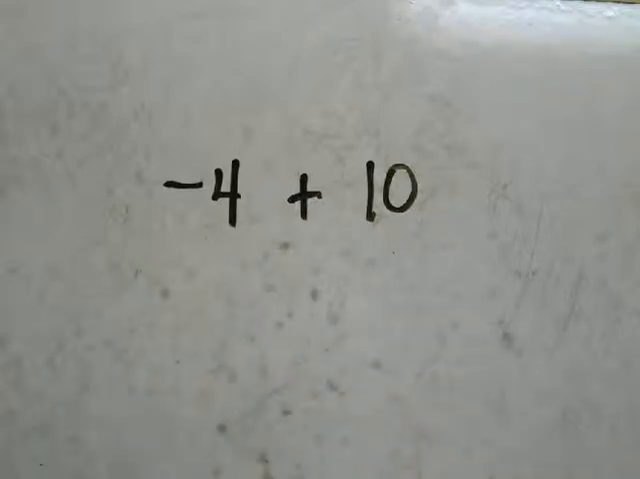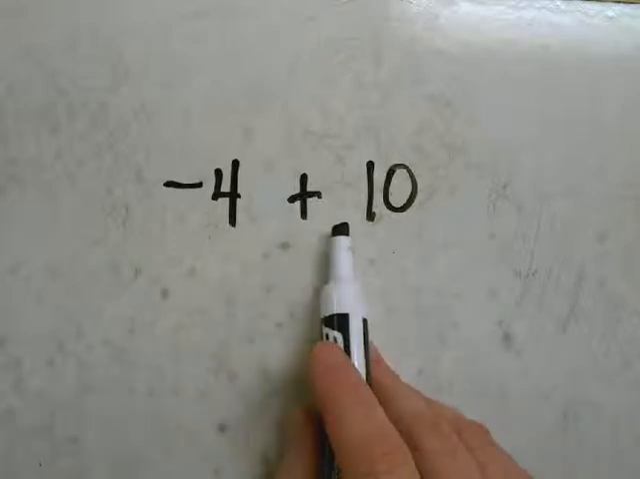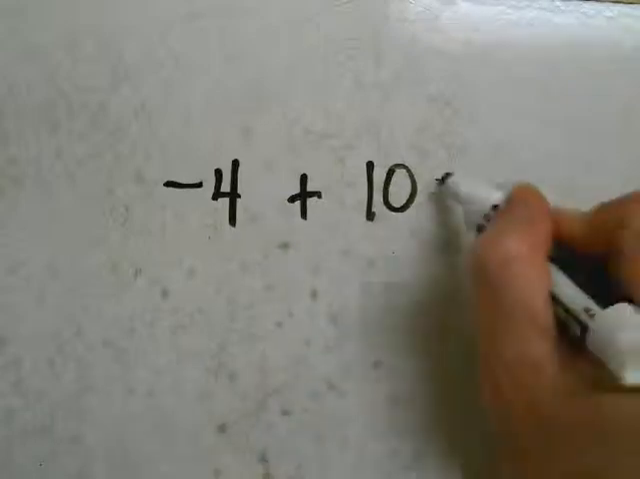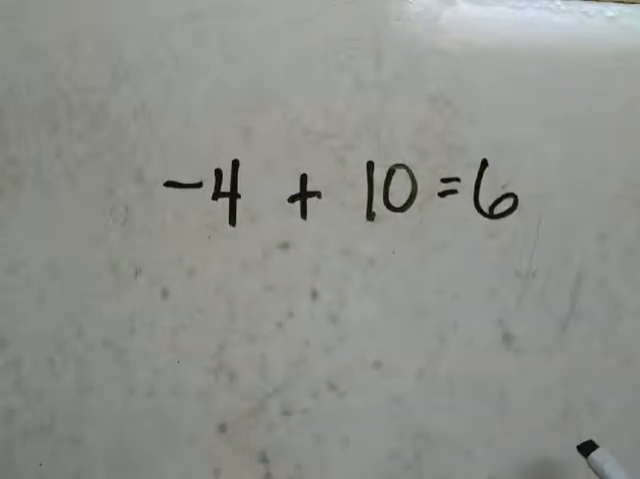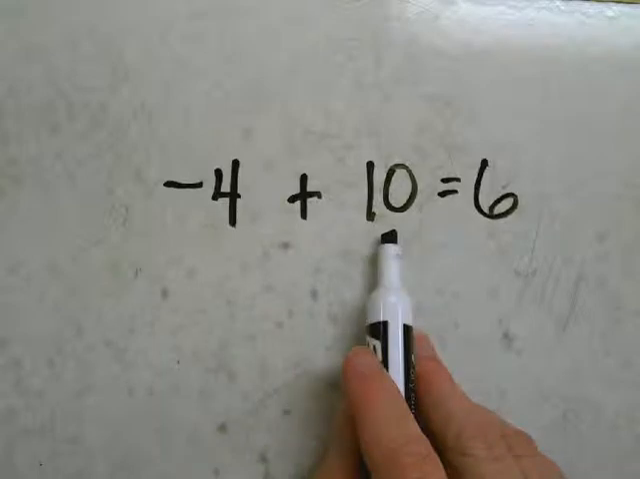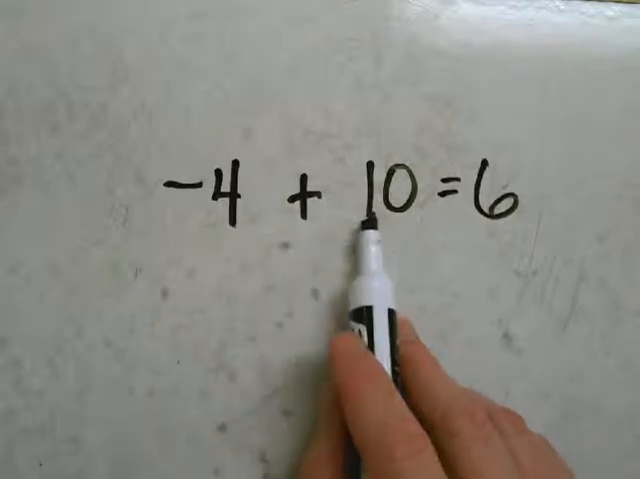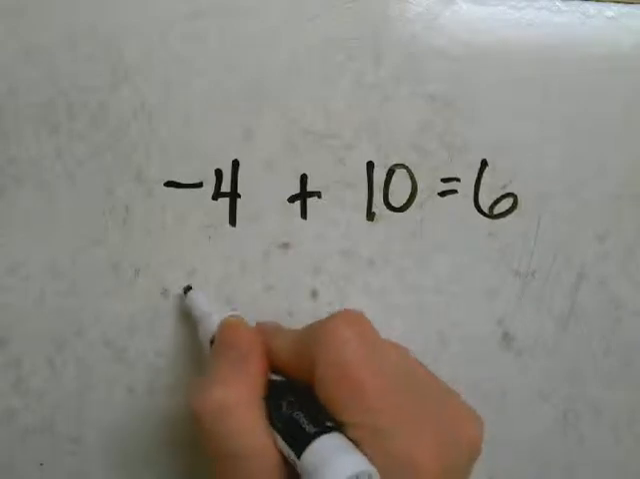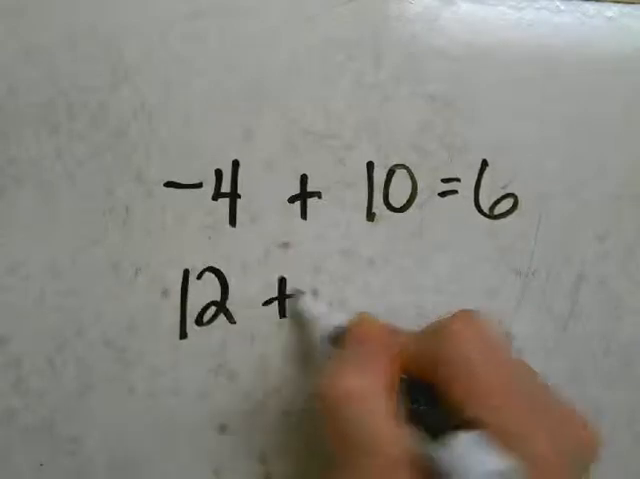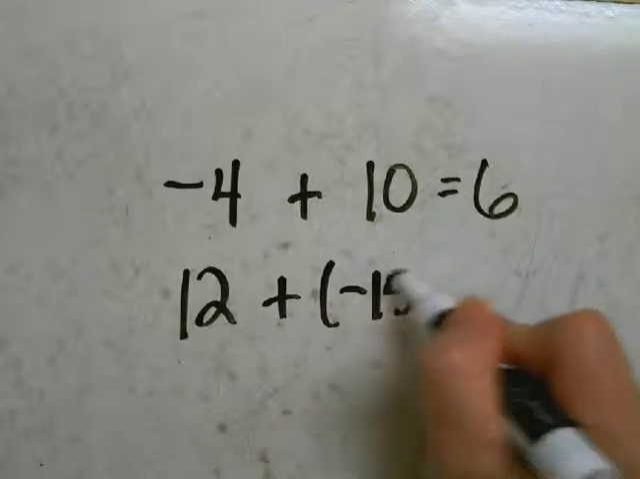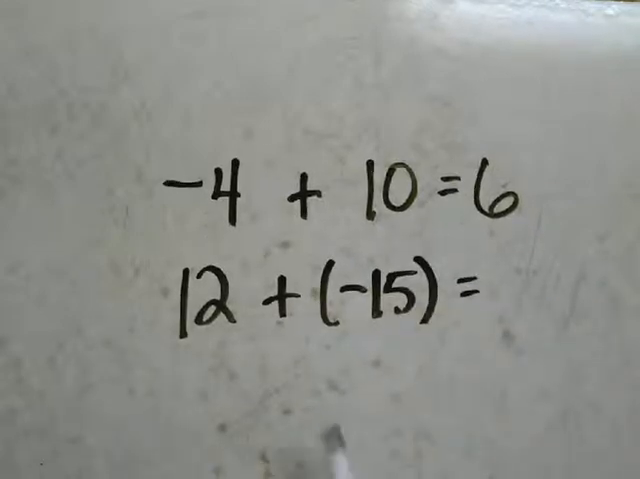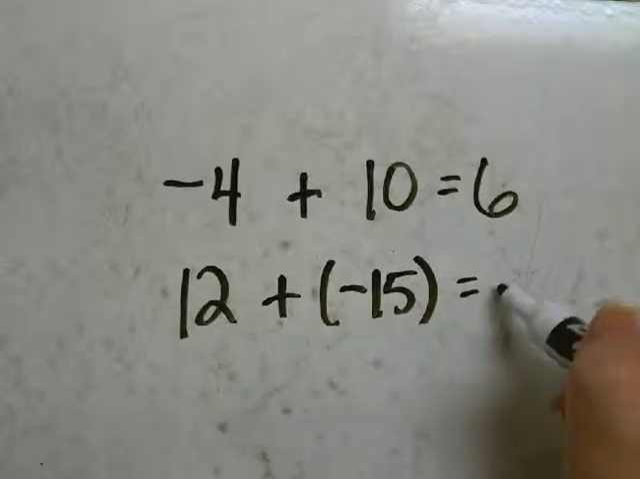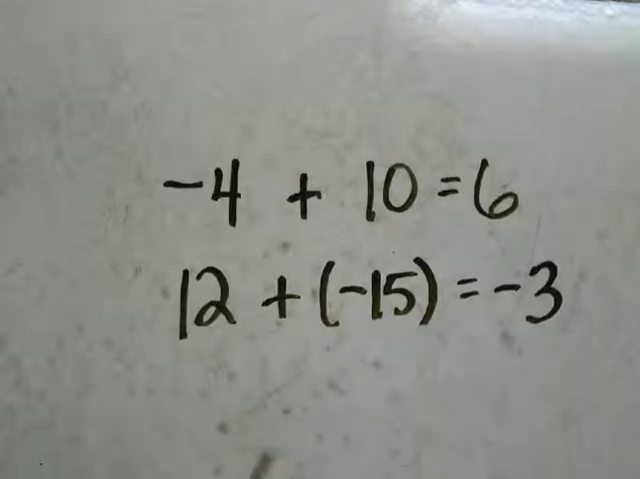In fact, if I try to figure it out and pair them up, 4 of these will pair up with 4 of these, and then these win by 6 more. So it's an answer of 6. So we subtract them and keep the sign of the larger one, the one we have more of, which is positive. So if I have 12 plus negative 15, in this case, they battle it out. I have positives and negatives. I have more negatives, so my answer is going to be negative 3 because I'll subtract those.